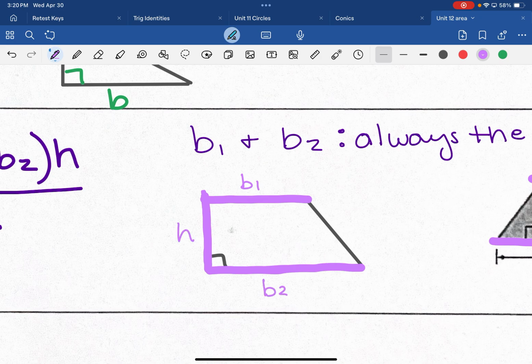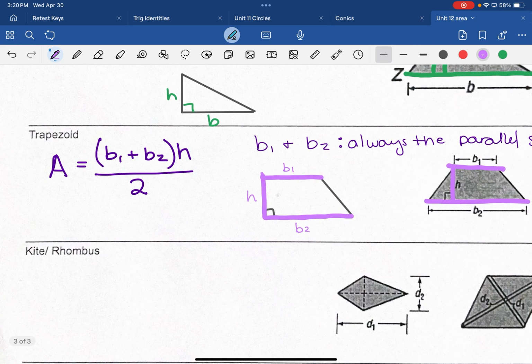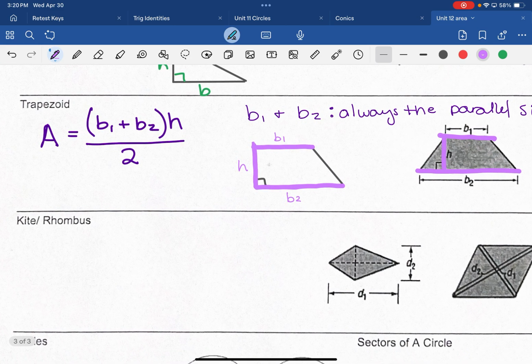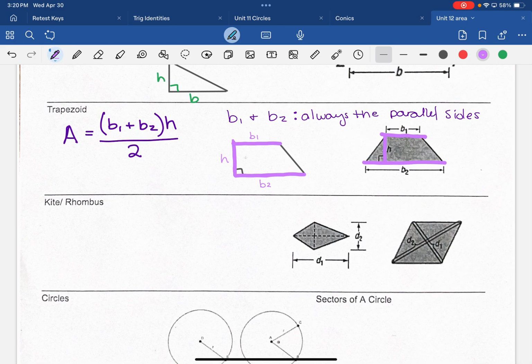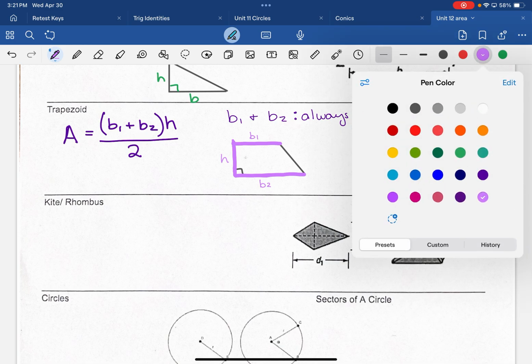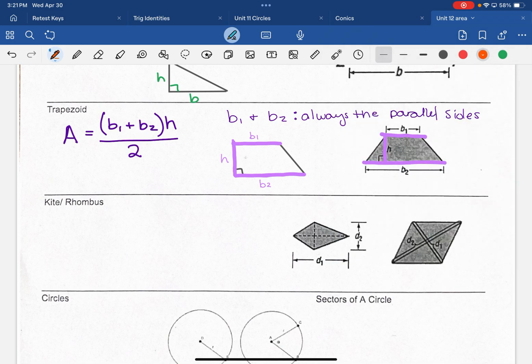Okay. Next one, we're going to be talking about kite or rhombus. A rhombus is a parallelogram, but we can use the kite formula for rhombus also. And what you're going to notice is the reason why we can use that is because our diagonals are parallel. And one thing that we've been looking at is not parallel.